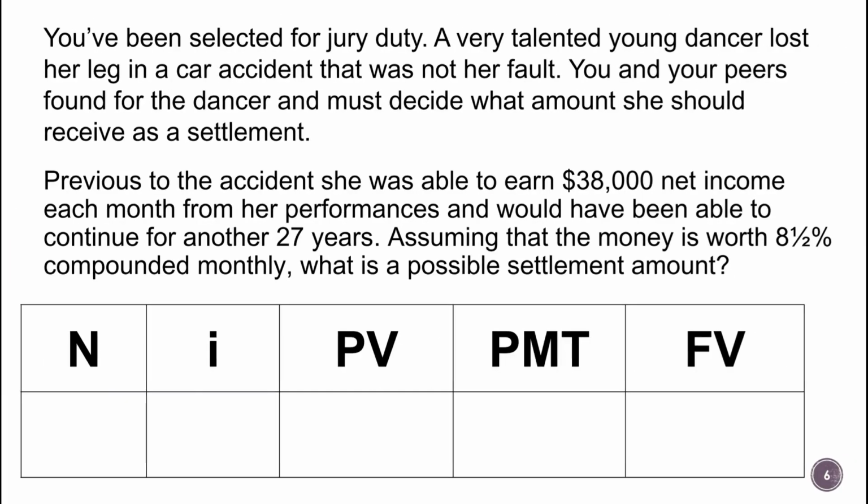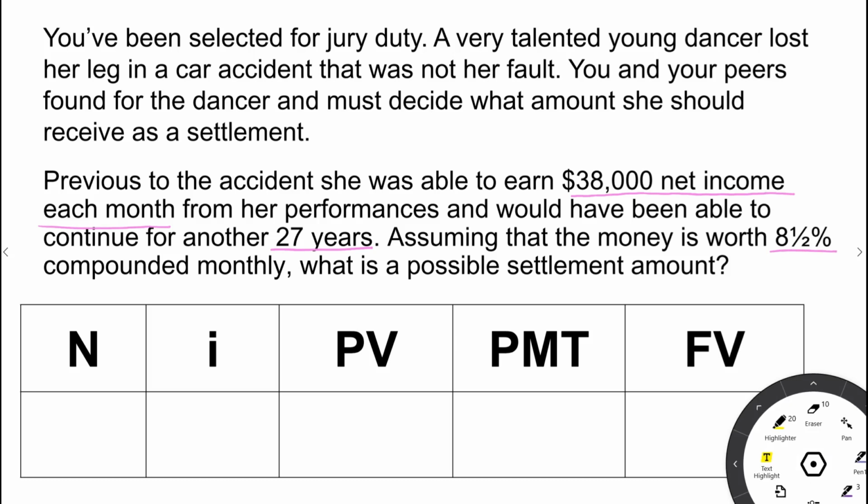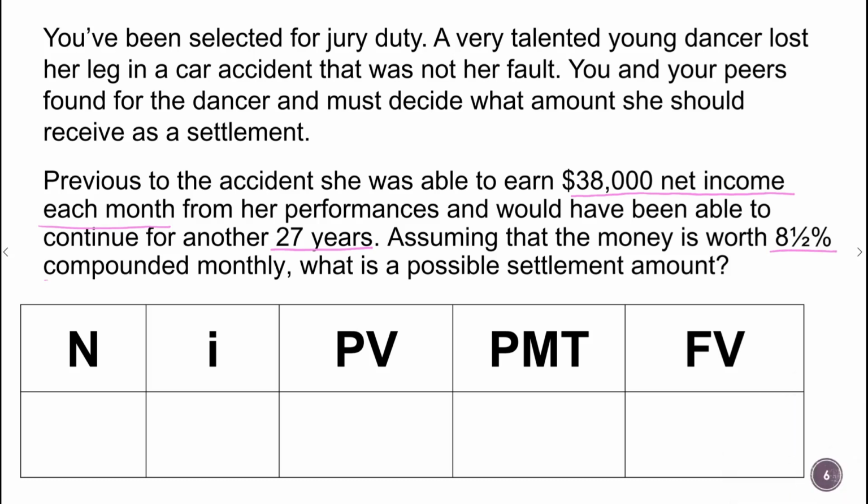All right, here's the next one. This one's a little bit different. You've been selected for jury duty. A very talented young dancer lost her leg in a car accident that was not her fault. You and your peers found for the dancer must decide what amount she should receive as a settlement. Previous to the accident, she was able to earn $38,000 net income each month from her performances and would have been able to continue for another 27 years. Assuming that the money is worth 8.5% compounded monthly, what is the possible settlement amount?